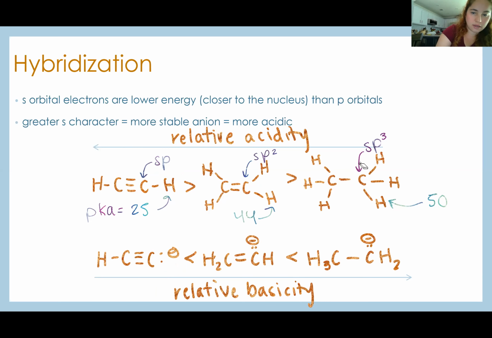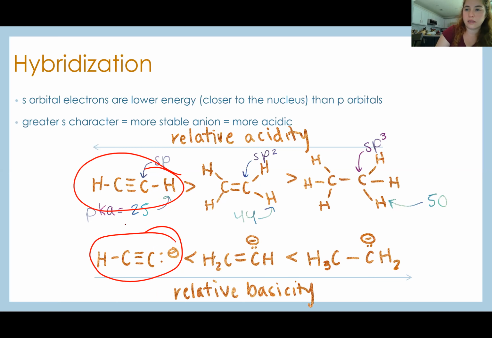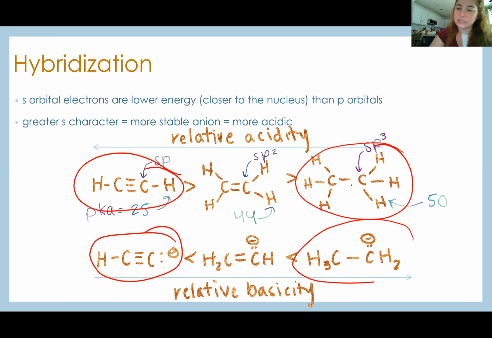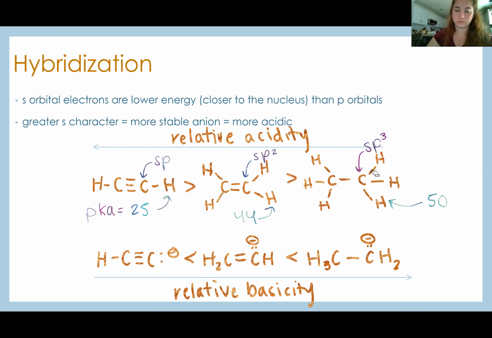So the more stable the conjugate base, the more acidic the acid. So the alkyne is going to be the most acidic because its base is the weakest base. But then the alkane is the least acidic because its base is really unstable. So you're not going to be able to form it as easily. Does this relationship make sense?